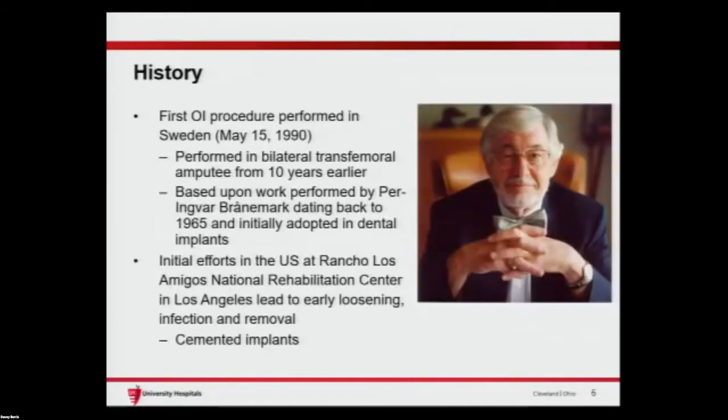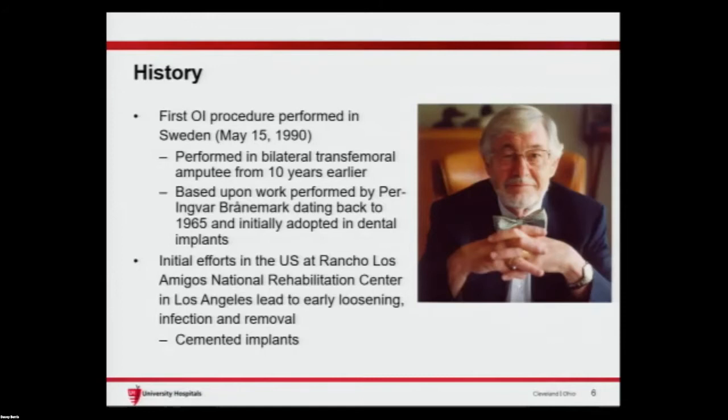So the first OI procedure performed for an amputee was actually performed in Sweden in 1990. And this was based off of research that had been done for approximately 40 years prior to that by Per-Ingvar Brånemark, who was a Swedish maxillofacial surgeon who came up with the idea of osseointegrated implants for dental implants. His research actually started in the 1950s, and he performed his first successful OI dental implant in 1965.